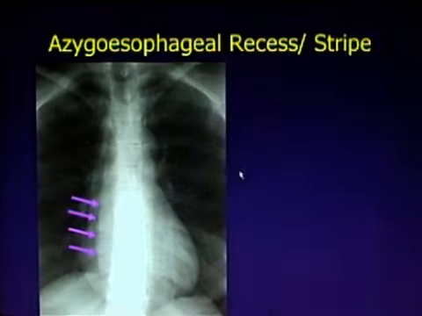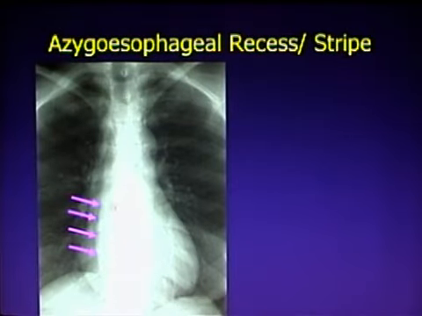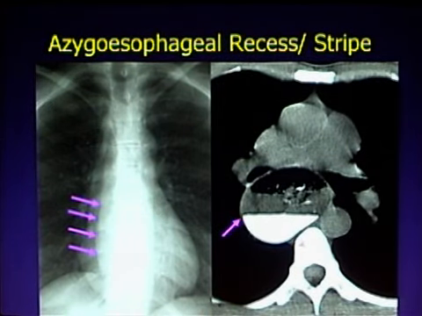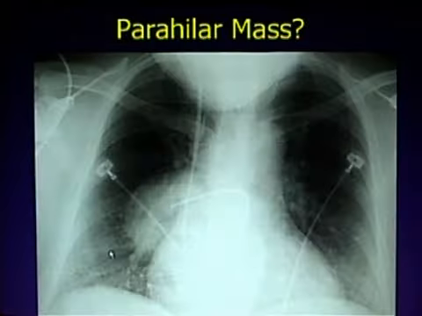When you have a pathologic process in the azygoesophageal recess, you're going to have soft tissue bulging into this area. This is the azygoesophageal stripe right there, and in this case, this soft tissue is due to this very large hiatal hernia. Not particularly exciting pathology, but nonetheless a middle mediastinal process causing this abnormal sign.